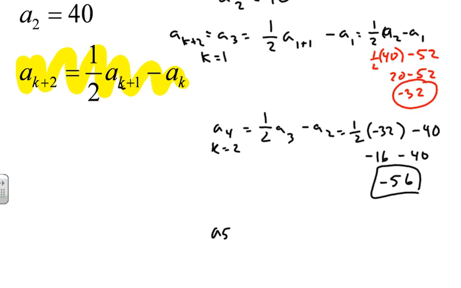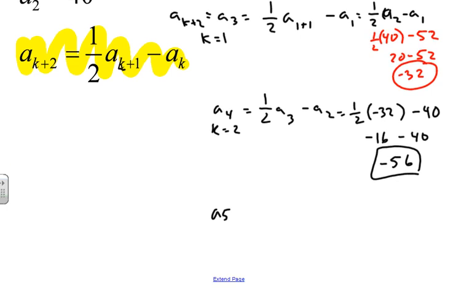And then to find a sub 5, we go through the same process. We need to find our k value. In order to get this right here, we have k equaling 3. And so we have 1/2 a sub 3 plus 1, which is 4. So we're using the previous term minus the one preceding that one, which is a sub 3. So 1/2 of negative 56 minus negative 32, which will turn into positive 32.